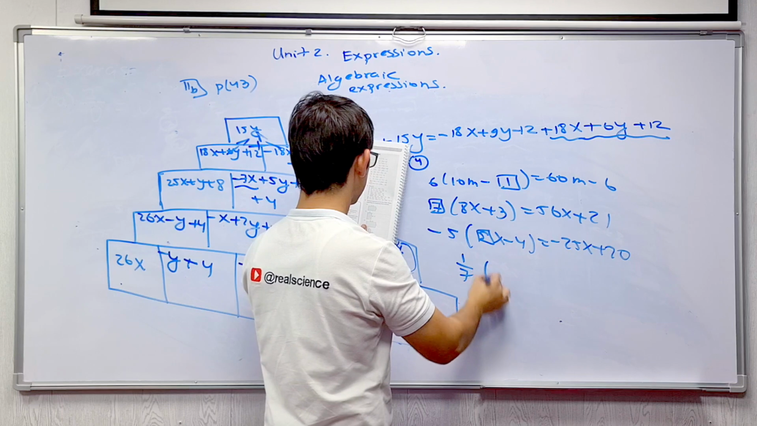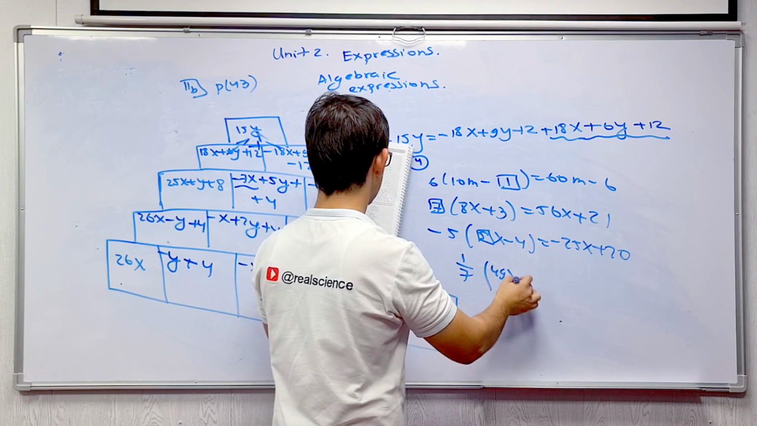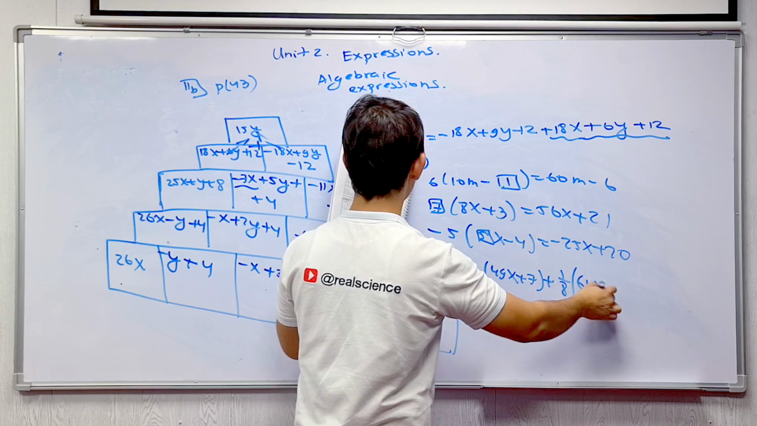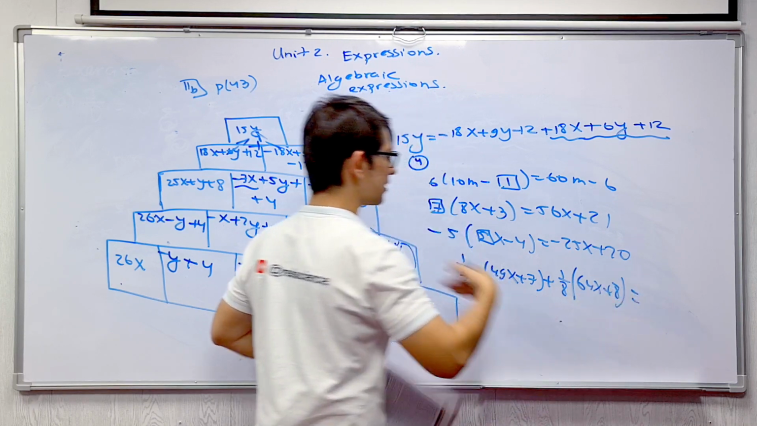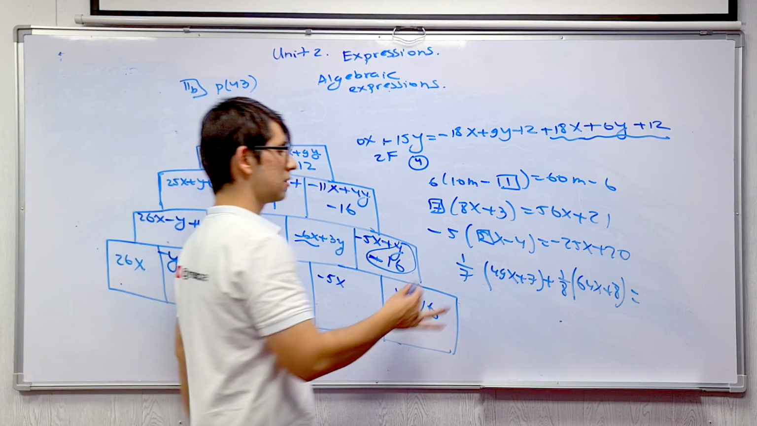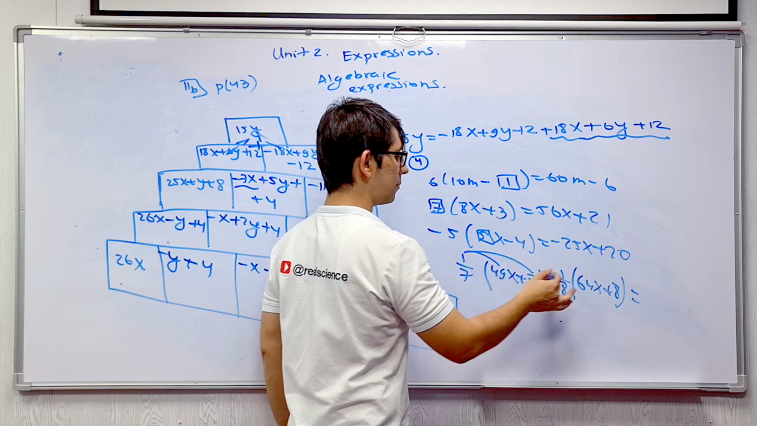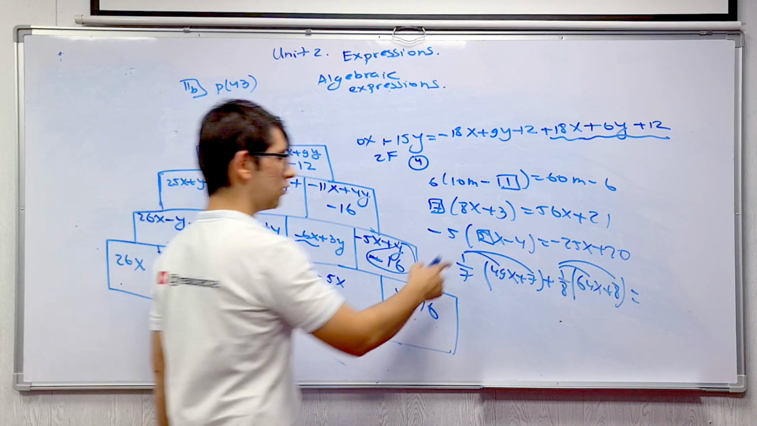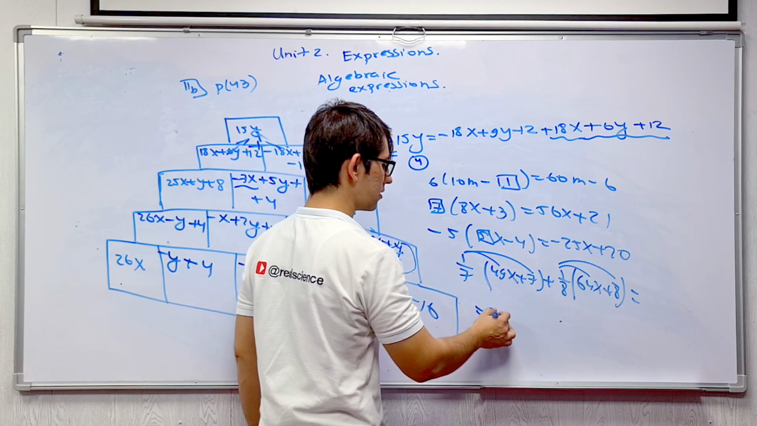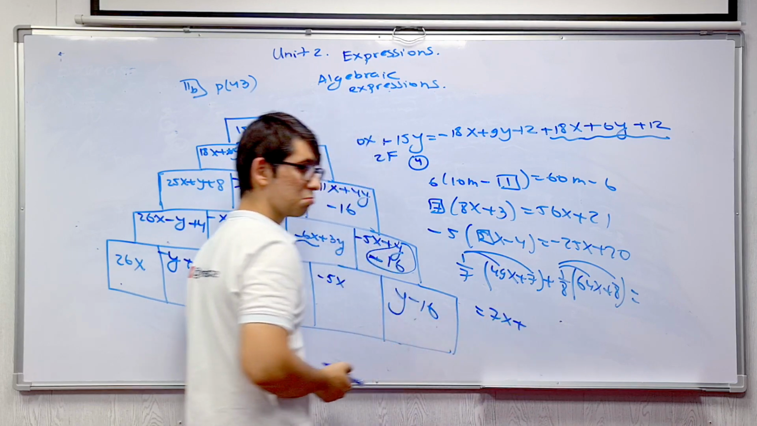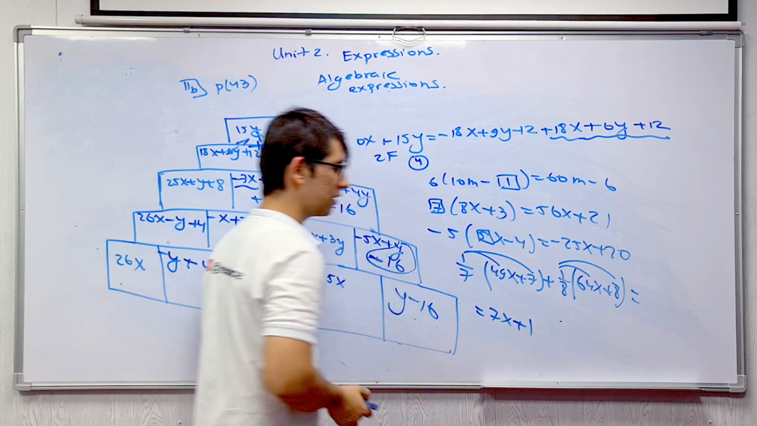1 over 7 times 49x plus 7, plus 1 over 8 times 64x plus 8. You should expand the brackets and simplify. Expand the brackets. You have to multiply them. 1 over 7 times 7x is 49, 7x plus 7, 1 over 7 will be... 1. It will be 1, right?